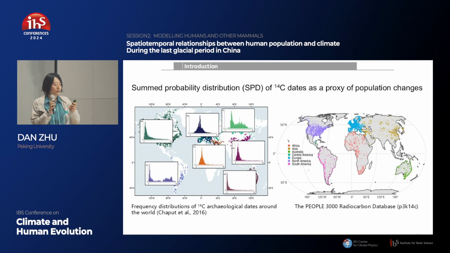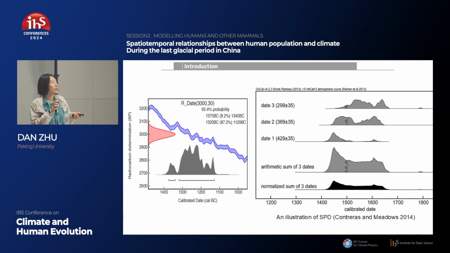A widely used method is called the summed probability distribution, or SPD, of the archaeological radiocarbon dates. The basic assumption is that the temporal frequency of the dated samples from archaeological sites can reflect the relative changes in population levels. The figure on the right shows the latest radiocarbon database that has compiled about 200,000 radiocarbon dates across the globe. Here is a simple illustration of the SPD method.